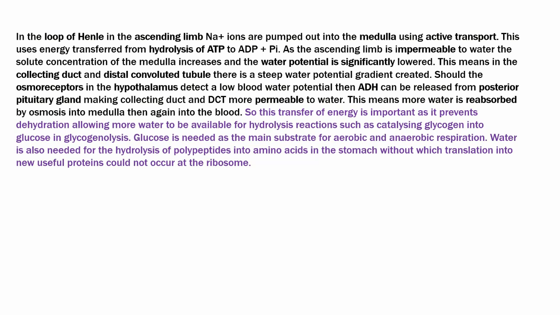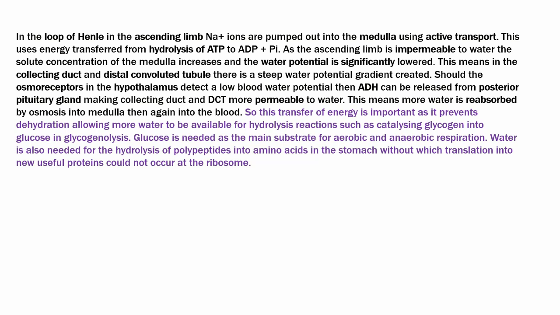This means that between the collecting duct and distal convoluted tubule and the medulla there is a steep water potential gradient. Should the osmoreceptors in the hypothalamus detect a low water potential, then ADH is released from the posterior pituitary gland, making the collecting duct and DCT more permeable to water, and this means more water is reabsorbed by osmosis into the medulla and then into the blood.